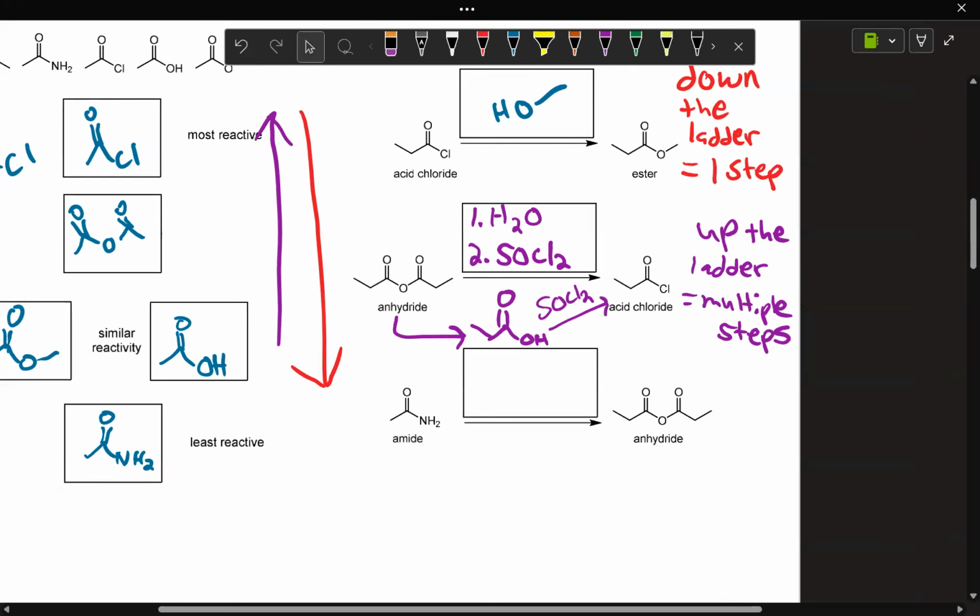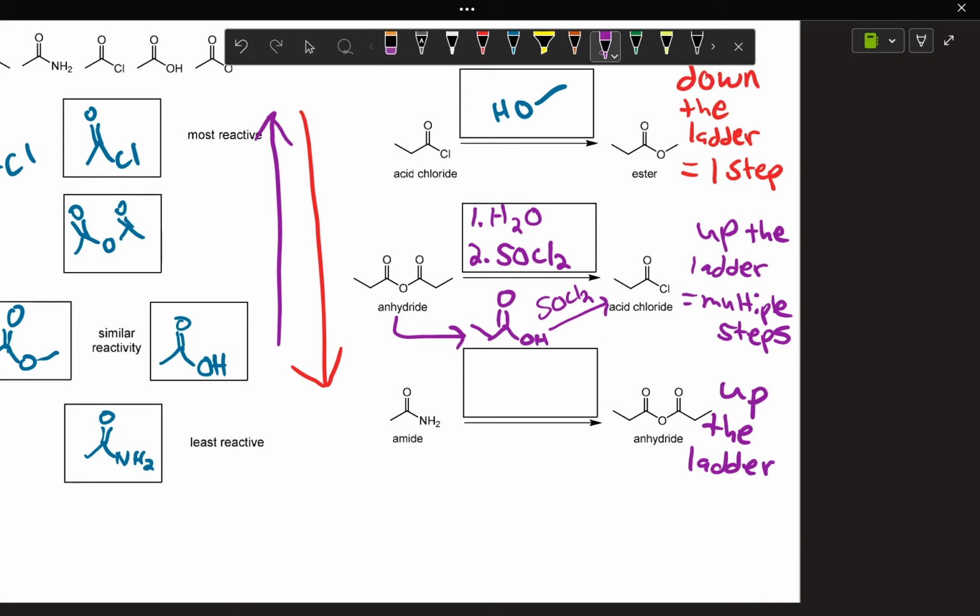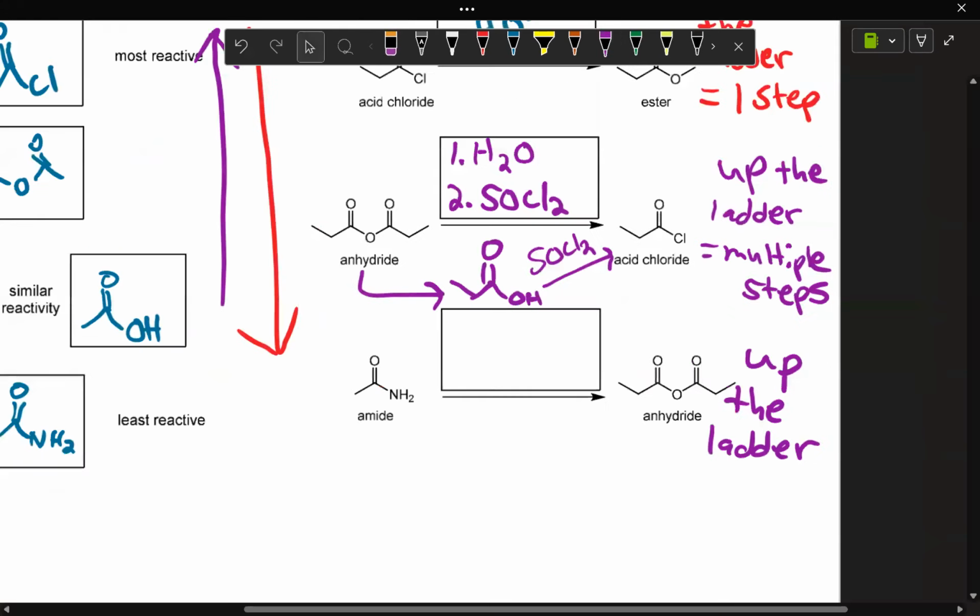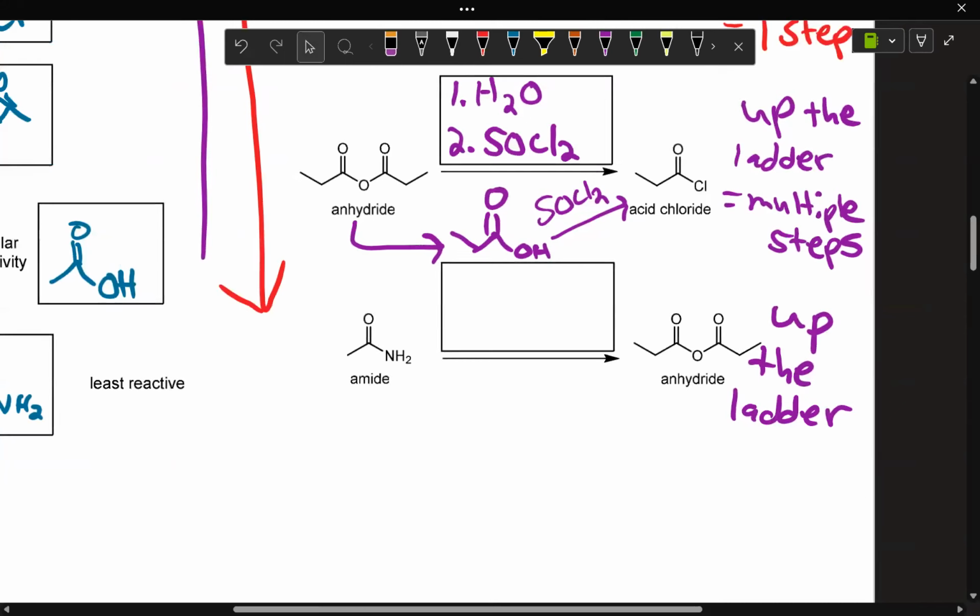All right, last one, amide to an anhydride. Amide is at the very bottom of the ladder, where the anhydride is the second most reactive. So that means we're going up the ladder, meaning it's also going to be multiple steps. Like I said earlier, in order to go up the ladder, we always have to use a carboxylic acid as the medium to get up the ladder.